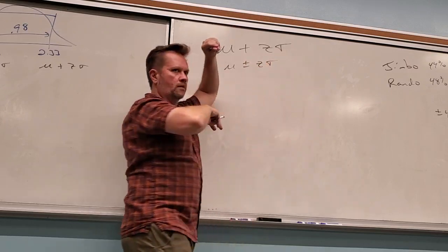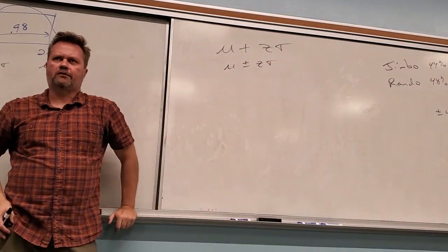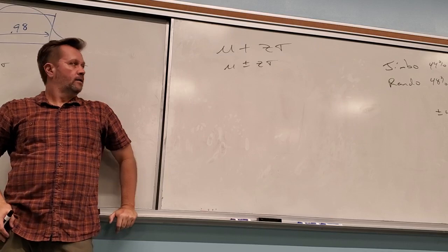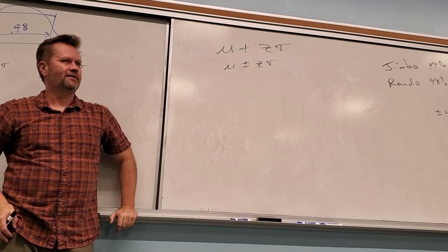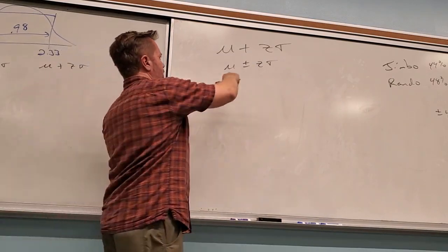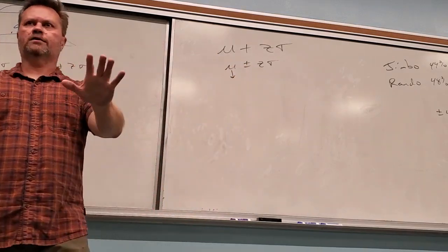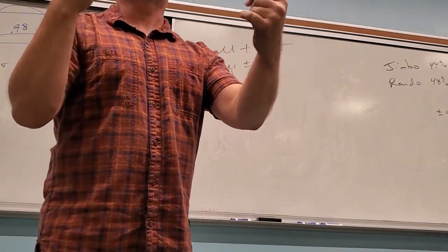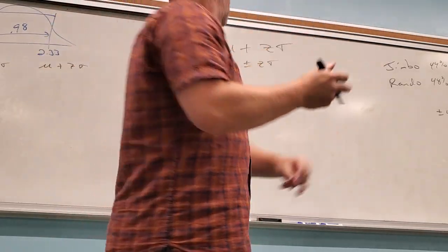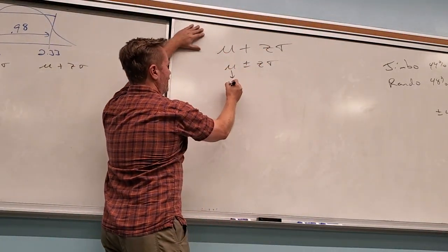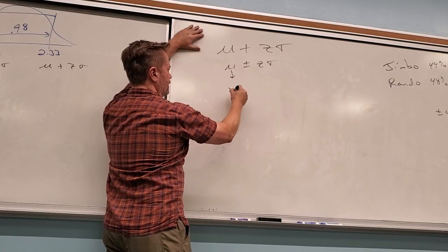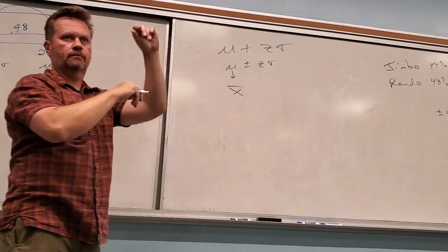Okay, so I'm going to mess with this formula a little bit. Now, if I just discovered some group of spiders, do I know the population mean? No. So the very first thing we have to do is I'm going to estimate mu with x bar.